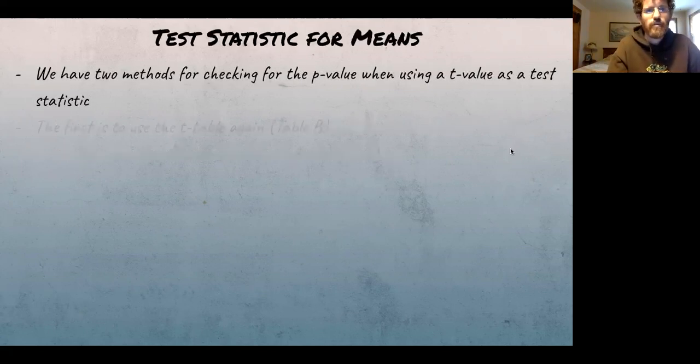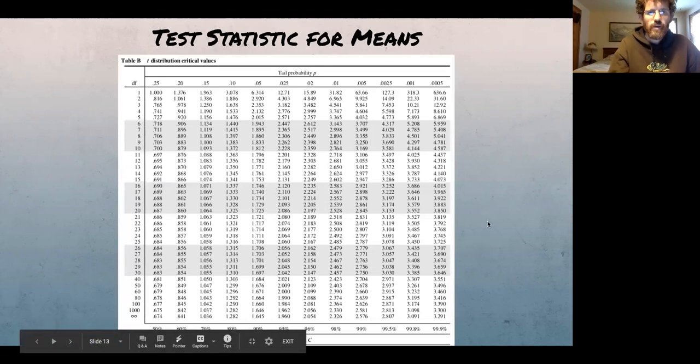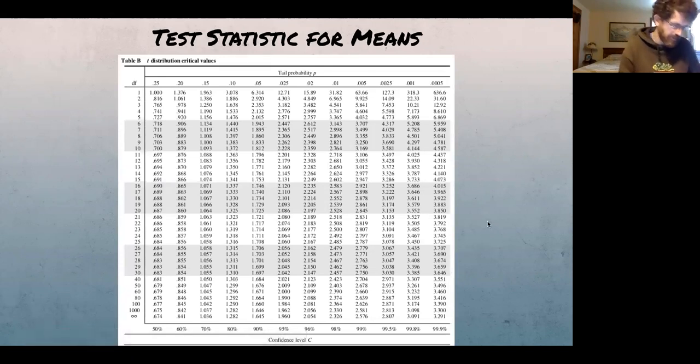So we have two methods for checking the p-value when using a t-value. I don't really like calling it a t-value, but when we're using t as our test statistic, we can use the t-table, table B. Okay, and let's walk through how to do this. We had 19 people submit a response. So degrees of freedom is one less than that. So we're using this row right here.